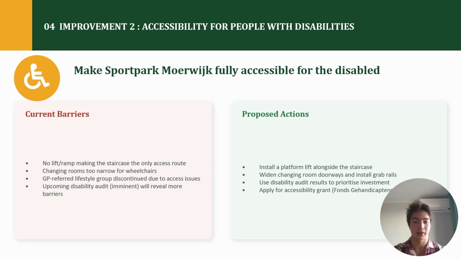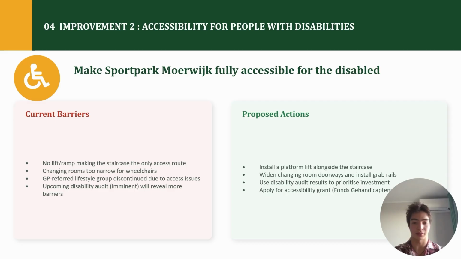Secondly, we plan to make the venue more disabled friendly so that those with a disability can access the venue. We noticed during our visit that there's no lift or ramp and that the changing rooms were too narrow for wheelchairs. Because of this, a GP-referred lifestyle group was discontinued there, and they also plan an upcoming disability audit to reveal any more barriers that we weren't able to notice. So in order to improve this, we plan to install a platform lift alongside the staircase, while also widening the changing room doorways and installing grab rails within them so that those who are disabled can make use of the changing rooms at the facility.